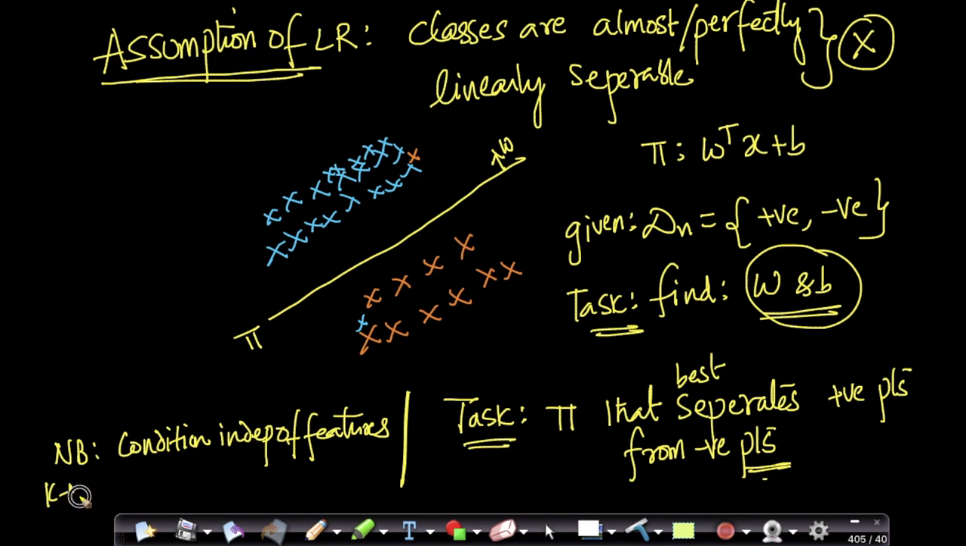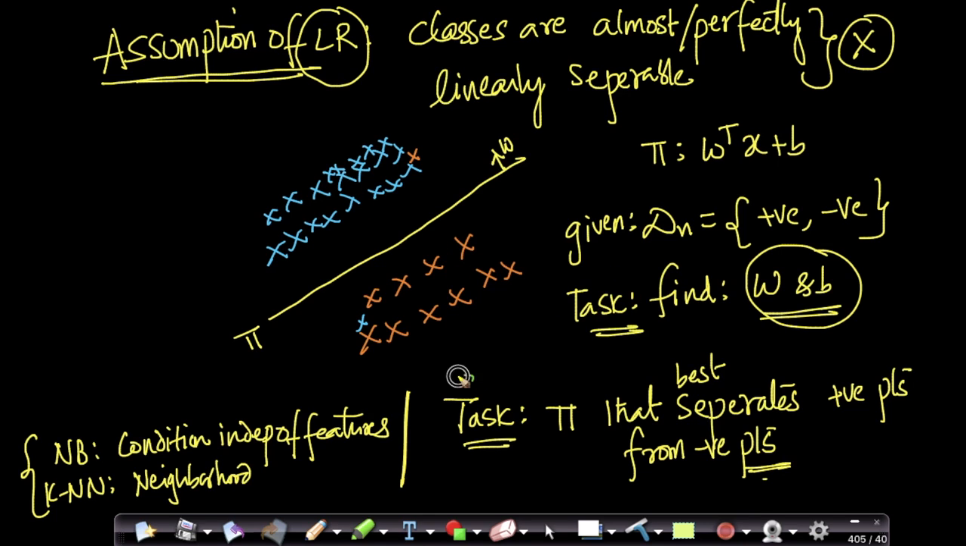K nearest neighbor. What is the assumption? That the neighborhood of a point is the same as the point. Okay, so every model makes some assumptions. Logistic regression makes an assumption that your data is almost linearly separable. Now let's go back to our task.